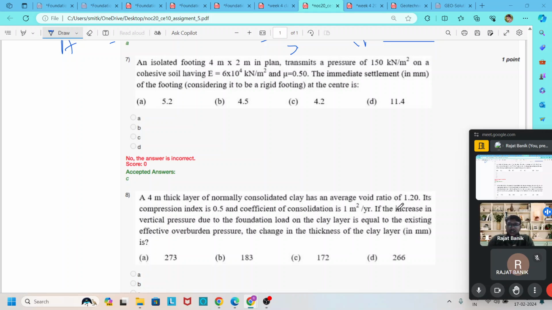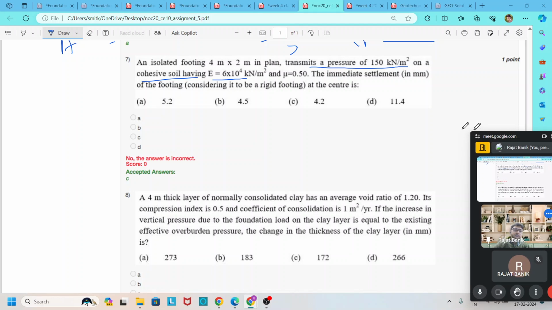So now in question number 7, it is said that an isolated footing of 4 meter by 2 meter, that is rectangular footing in plane, transmits a pressure of 150 kN per meter square on a cohesive soil with Young's modulus 6 into 10 to the power 4 kN per meter square, and mu is given 0.5. Find out the immediate settlement in mm, and we consider it is rigid footing.